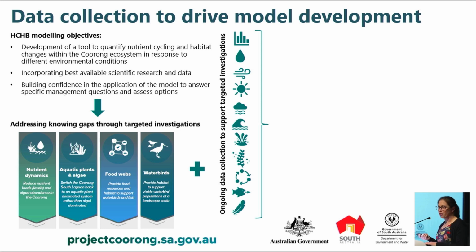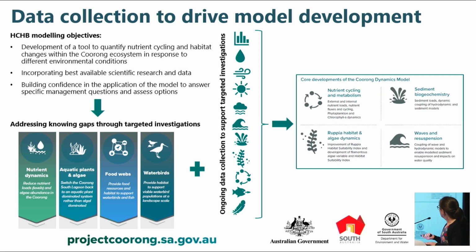routine water quality monitoring. So we've got 20 sites spread across the Coorong, and our monitoring team go out every month and get grab samples, and they're processed for us for a whole range of detailed water quality parameters. And so ultimately the key developments that have occurred in the Coorong Dynamics Model, leveraging all of these data sets, are around what you've got there. So nutrient cycling and metabolism, the sediment biogeochemistry, Ruppia habitat, and also the interaction with algae, and then the waves and resuspension influence.